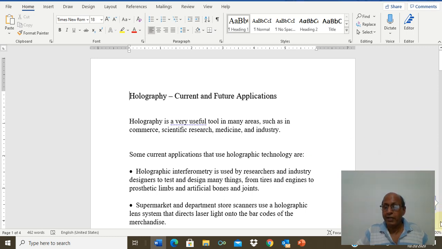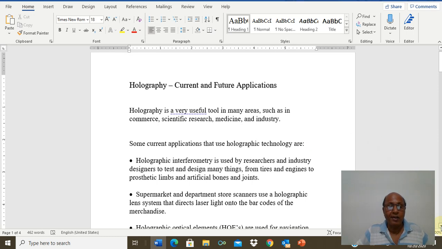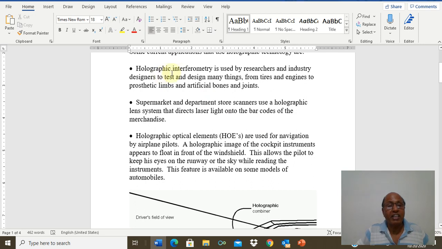So these are the current and future applications of holography. Holographic interferometry: interference fringes and their measurement process is used by researchers and industry designers to test and design many things, from tires and engines to prosthetic limbs and artificial bones and joints. So this is an example of 3D imaging.